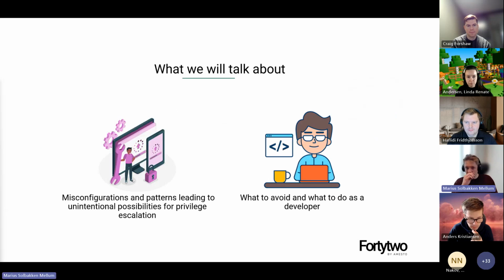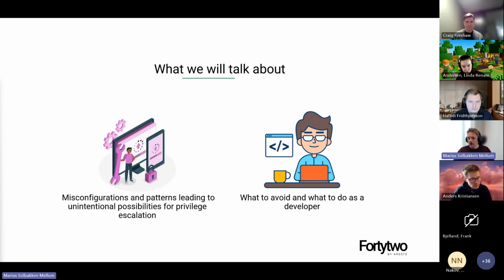So essentially what we're going to talk about today is misconfigurations and different patterns leading to unintentional possibilities for privilege escalation. What that means is that there are plenty of ways to configure things in Entra ID that have some surprising consequences. We're also going to talk a bit about what to avoid and what to do as a developer in this world and whoever manages Entra ID.